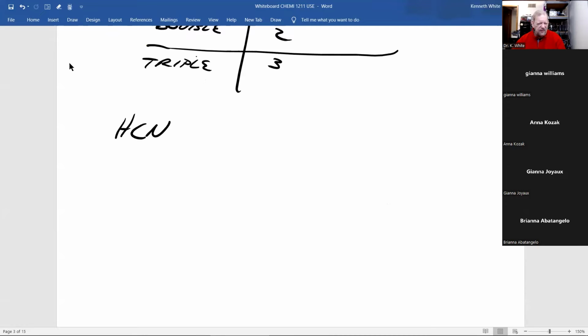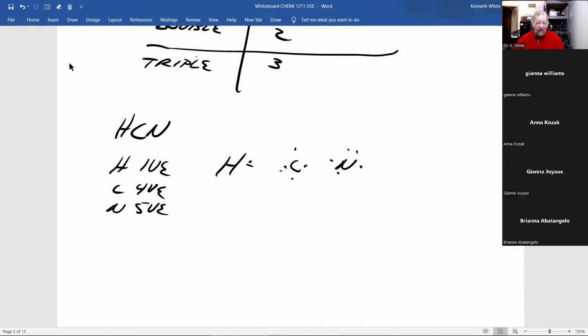For hydrogen cyanide, you have one hydrogen. Remember Lewis structure, valence electrons. I have a hydrogen, a carbon, and nitrogen. Hydrogen says to carbon, oh, you have one, I have one unpaired valence electron, let's share. Well, now carbon says, I have 3 unshared valence electrons. Nitrogen, you have 3, let's share. And they do.